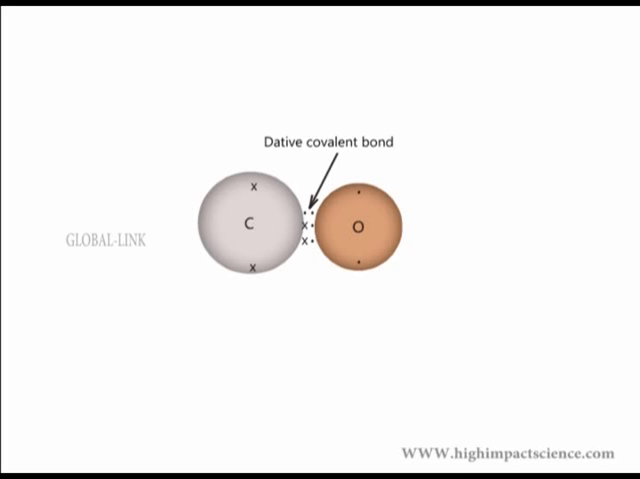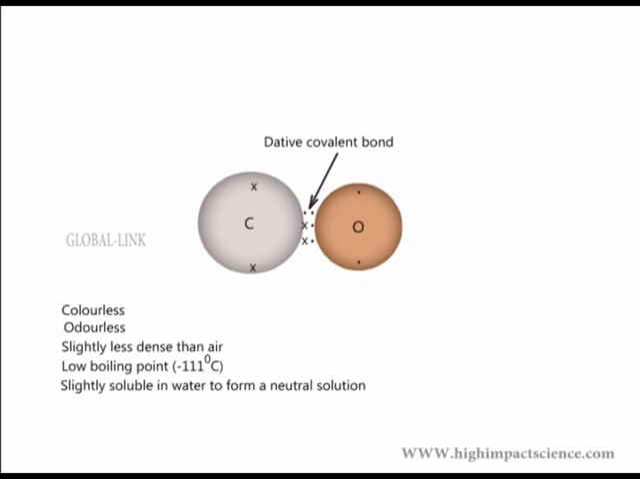Carbon 2 oxide gas is colorless, odorless and slightly less dense than air. It has a low boiling point of -111 degrees Celsius. The low boiling point is because of the weak forces of attraction between the molecules. The gas is slightly soluble in water. The solution formed is neutral.